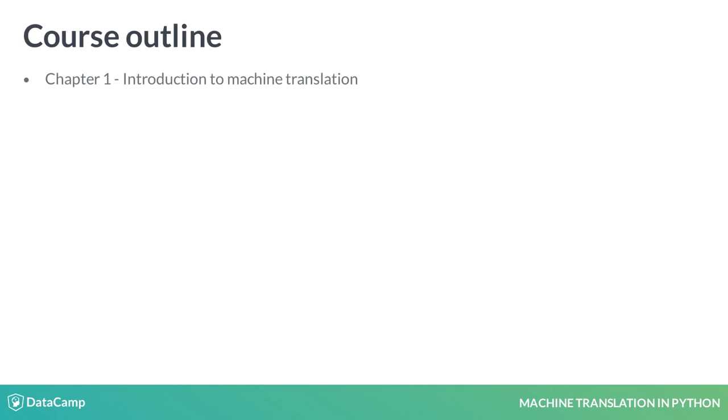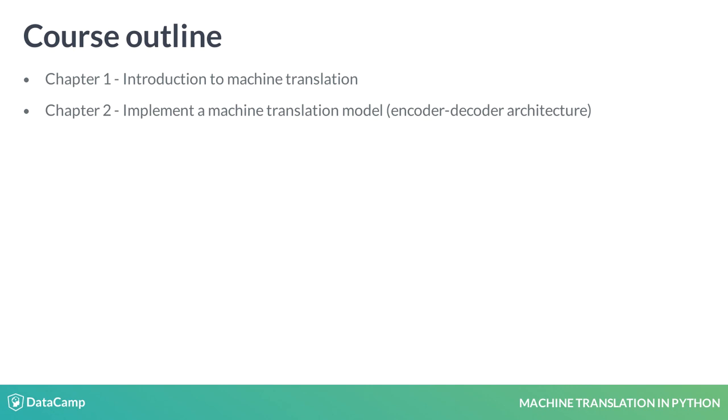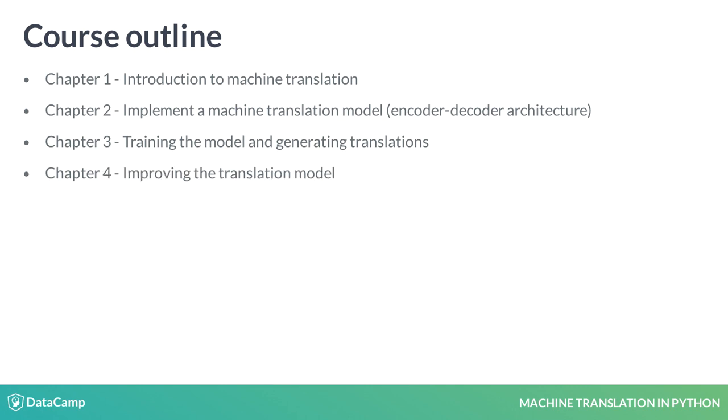In Chapter 1, you will be introduced to machine translation and the encoder-decoder architecture, which is a common deep learning architecture used for machine translation models. Next, in Chapter 2, you will be implementing an encoder-decoder model using the Keras functional API. In Chapter 3, you will learn how to train a model and generate translations using the trained model. Finally, you will learn and implement several techniques that improve the performance of machine translation models, such as teacher forcing.